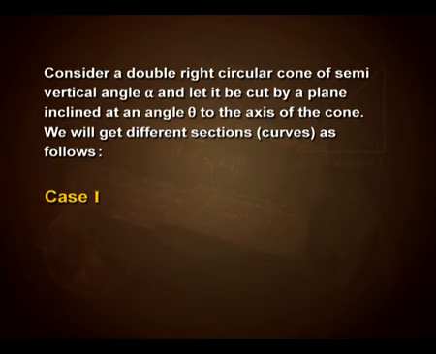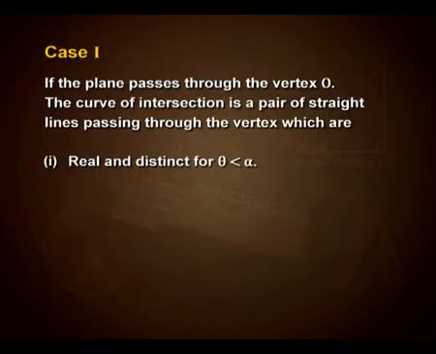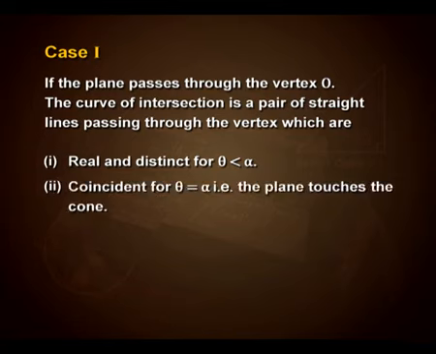In case 1, if the plane passes through the vertex O, the curve of intersection is a pair of straight lines passing through the vertex, which are real and distinct for theta less than alpha. They are coincident for theta equal to alpha, that is, the plane touches the cone, and they are imaginary for theta greater than alpha.